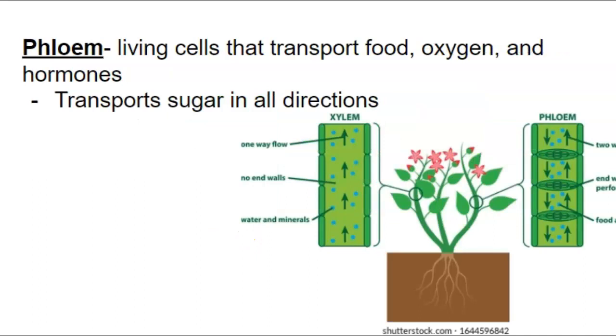And this is going to become really important because the sugar is mostly made in the leaf. And so it's got to be able to get to the other parts of the plant because that's the food for the plant that makes energy.